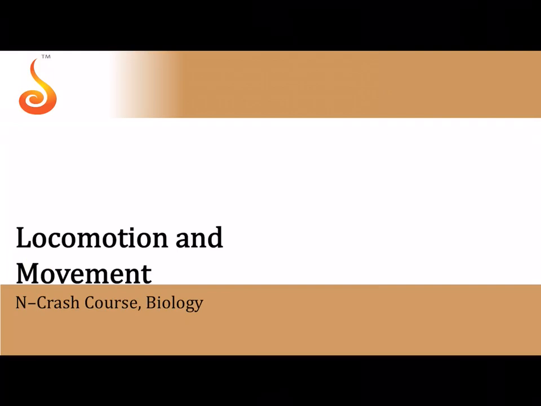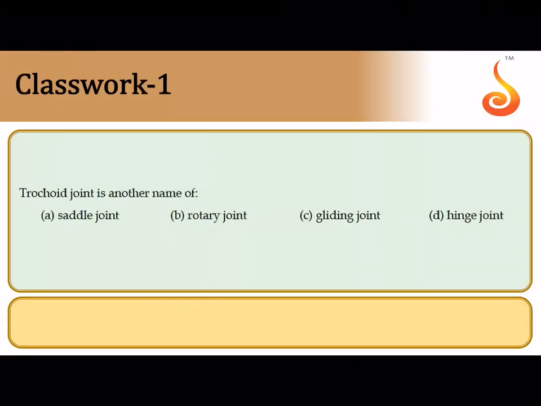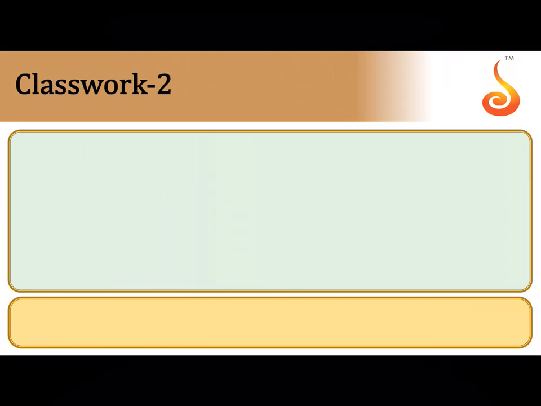Okay, so moving on to the next chapter, that is locomotion and movement. Trochoid joint is another name for rotary joint or pivot joint. You know that pivot joint is where one bone rotates freely around the other bone. Where do you find this rotary joint? It is found between the ulna and the radius, between the head of the radius and the radial notch on the ulna, and more importantly, it is also found in your neck, that is between the atlas and the axis. So this is referred to as the pivot or the rotary or the trochoid joint.